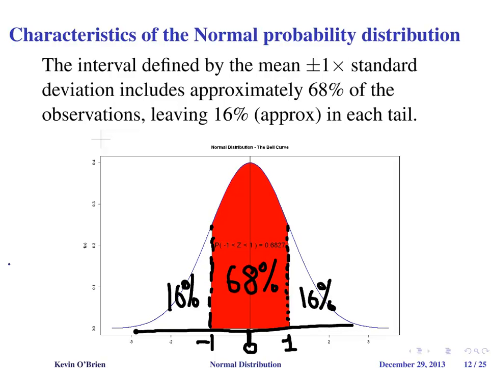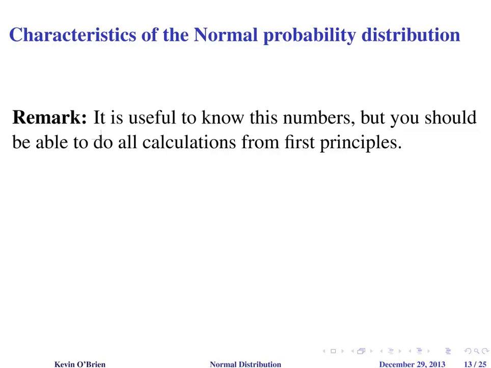Now, I don't like telling people to memorize things, but you should be able to do these calculations from first principles, how I come up with that 68% and 16% and so on. But it is handy to know them off by heart. There's a couple of numbers that are handy to know off by heart, and that would be one of them. In many cases in an exam situation, you would not be required to justify your answer of 68% from something like that.